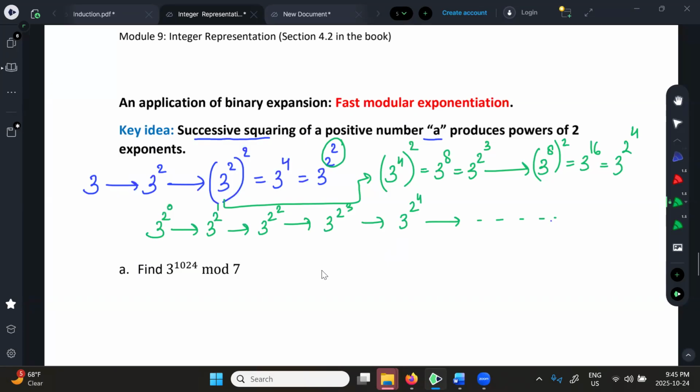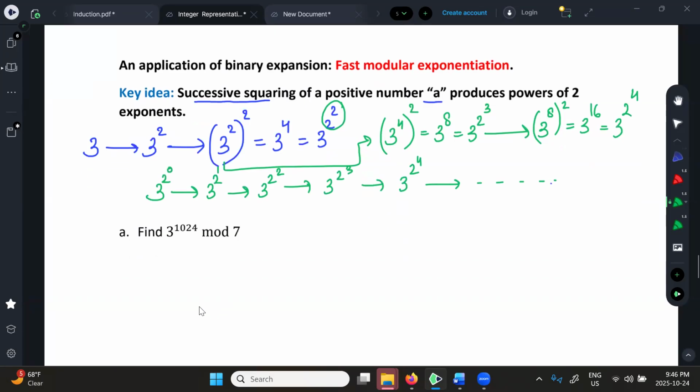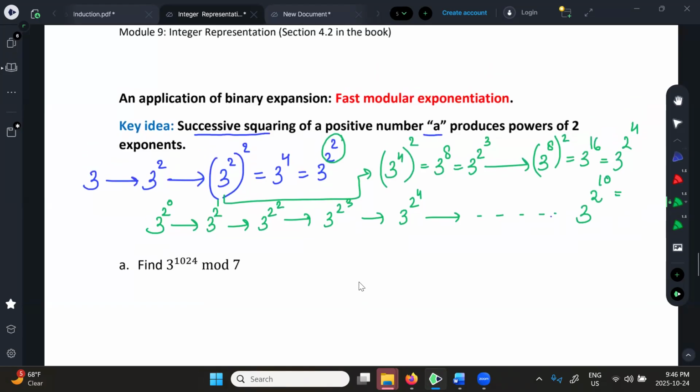So look at this one. 3 to the power 1024 mod 7. What do you think? When will I end up with 1024? 1024 is 2 to the power 10, right? So I need to square this 10 times, and this is called fast modular exponentiation. I'm basically squaring the powers.